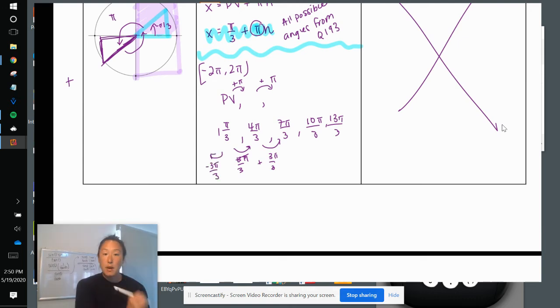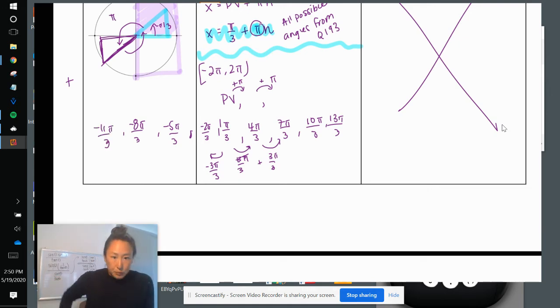So subtract pi, giving us -2 pi over 3, 5 pi over 3, -8 pi over 3, -11 pi over 3. I could do this for days. Okay, next. Which of these angle measures are between -2 pi and 2 pi?